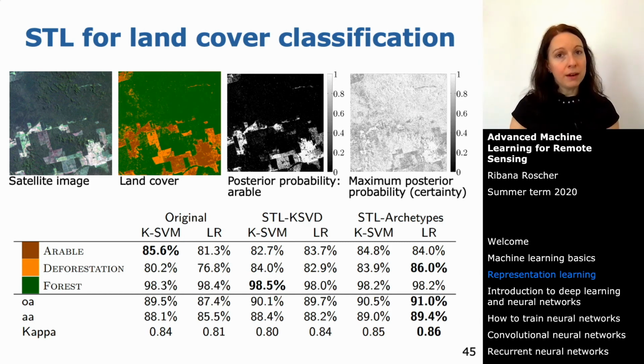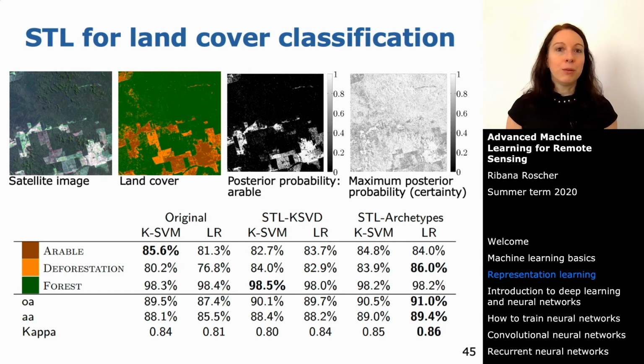Also, we compared two classifiers. What you can see here is support vector machines and logistic regression. Support vector machines are a complex classifier which learns complex decision boundaries, and logistic regression is a linear classifier, so you can only distinguish between classes with a linear hyperplane in the feature space.